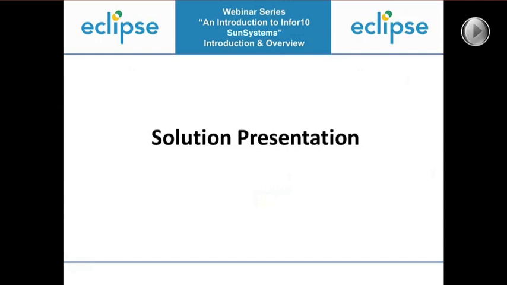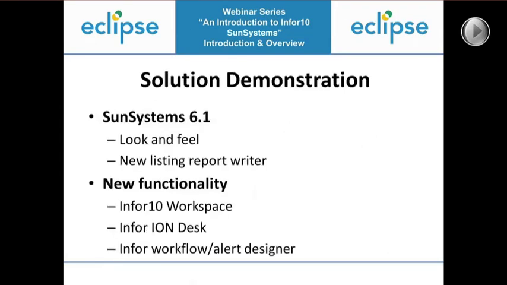Okay, so what I'll do now is switch over quickly and give you an overview in the demo machine of some of these different components and how they look in real life. We will take a look at the new look and feel of SunSystems 6.1. We'll have a look at how some of the standard listing reports we were talking about have changed, and then very quickly look at some of the new functionality we talked about in Infor10 Workspace, what that looks like and how it can be configured, and Infor on Desk, the tool for configuring workflow and alerts. So I'll switch across to the demo machine, run through some of those things very quickly, and then I'll switch back and ask Emma to open the session up for questions and answers.